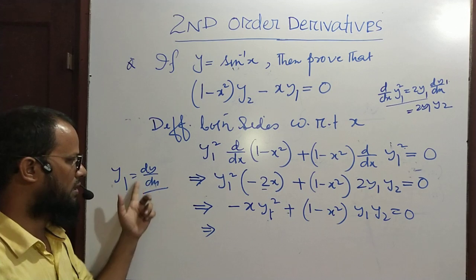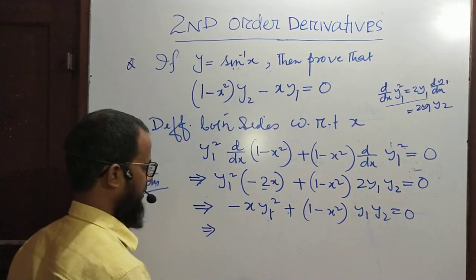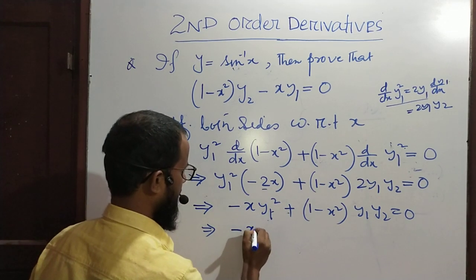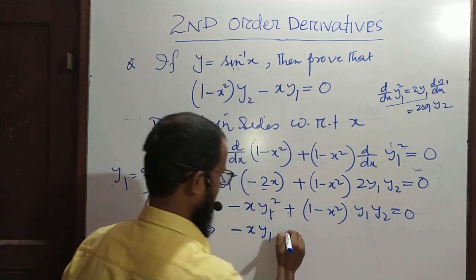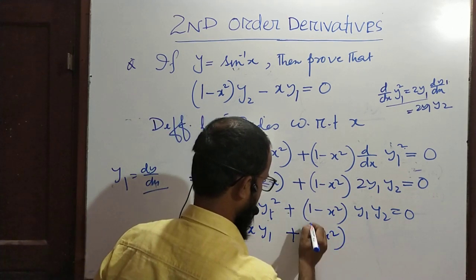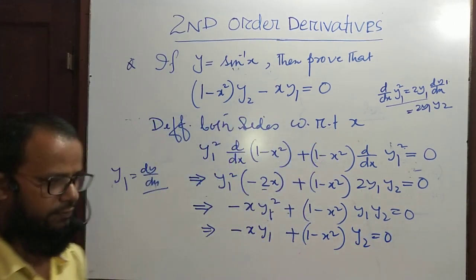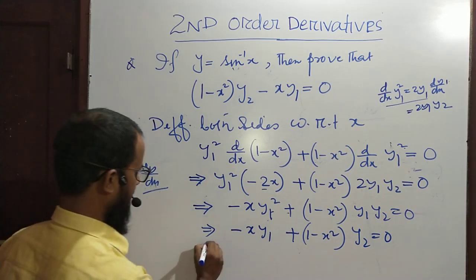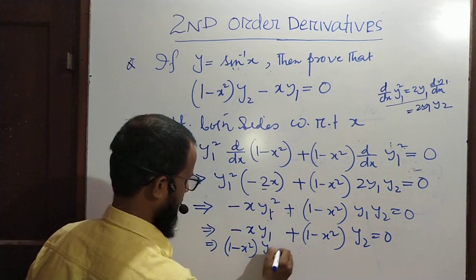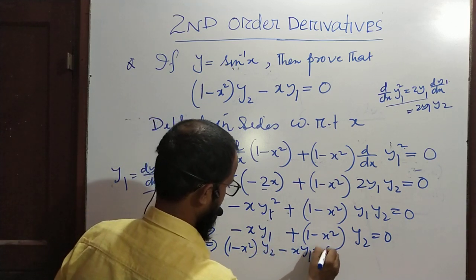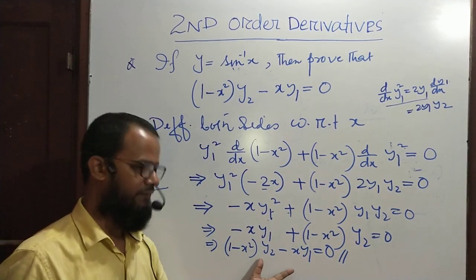And ultimately dy by dx is a real number. So here it is a real number, you can cancel it, if it is non-zero. Dividing both sides by y1, it will be x y1, and it will be 1 minus x square into y2 equal to 0. Finally, you make a calculation. Here you get 1 minus x square into y2 minus x y1 is equal to 0. This is your final result.